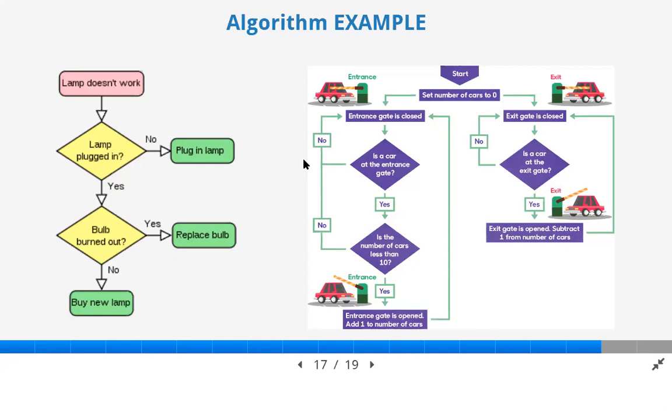But if it finds that the parking area is already full, or the number of cars equals 10, then the gate stays closed and there is a message for the driver to inform that the parking area is full. So this also needs an algorithm. This kind of automatic system also requires an algorithm. Okay.